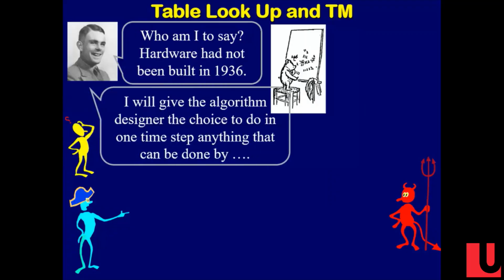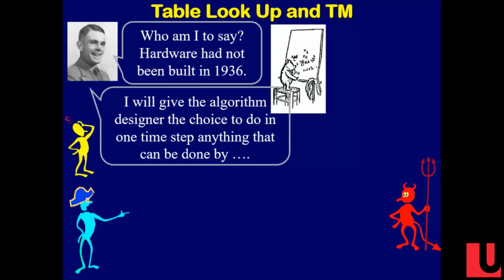So what he decided to do is let the algorithm designer decide. Do I allow 16-bit multiplication in one time step? If you want, you can. It'll make your clock cycle slower. Or you can have simple ones. You can build anything you want into your machine. The algorithm designer gets to allow the machine to do anything in one time step as long as what? There's going to be one requirement on it. It's finite.